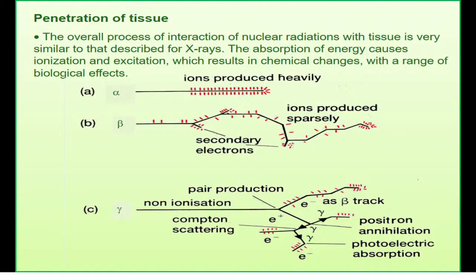Let's look inside the material that is crossed by nuclear decay radiations. The overall process of interaction of nuclear radiations with tissue is very similar to that described for X-rays. The absorption of energy causes ionization and excitation, which results in chemical changes with a range of biological effects.